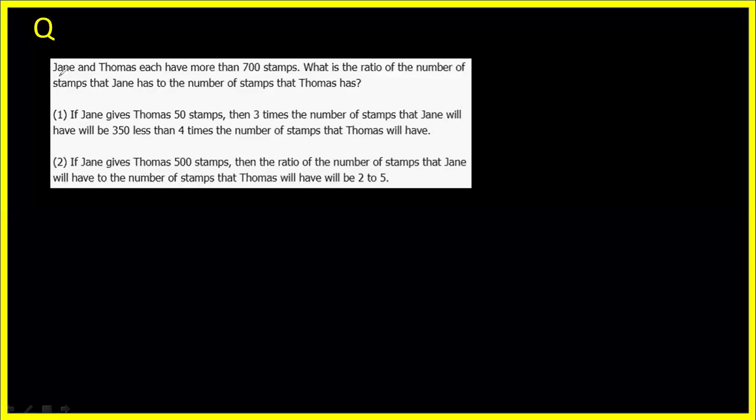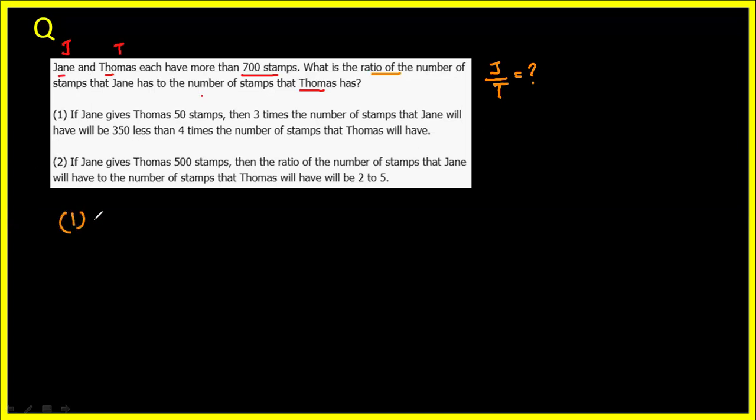Okay, it says that Jane and Thomas each have more than 700 stamps. What is the ratio of the number of stamps that Jane has to the number of stamps that Thomas has? Let's say Jane has J stamps and Thomas has T stamps. So what we have to find out is J over T. That ratio is required.